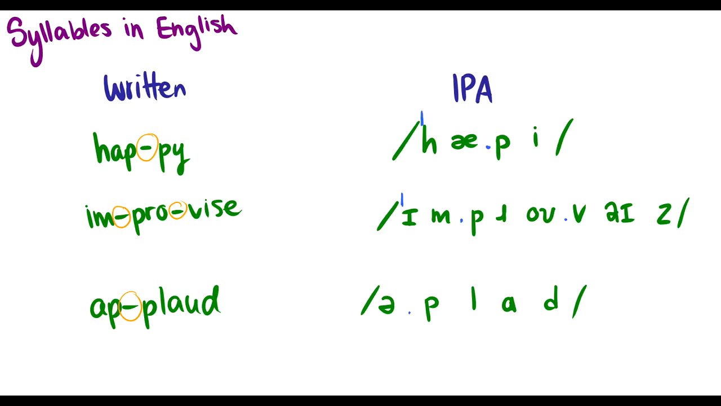Now let's put primary stress on vise. Improvise. We don't say that when we speak. We say improvise. So that primary stress is on im. What about applaud? Which sounds better? Applaud. So that plod has primary stress. Okay, so that is syllables in IPA and how we can write them.